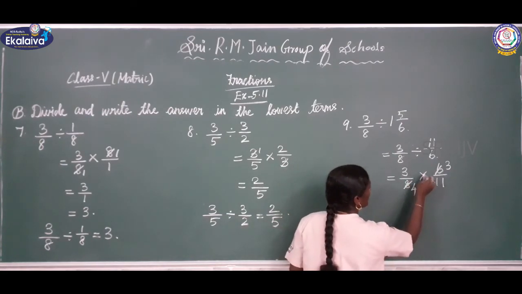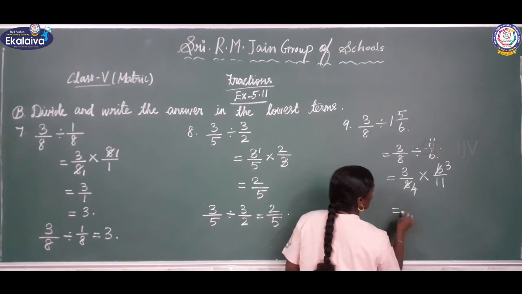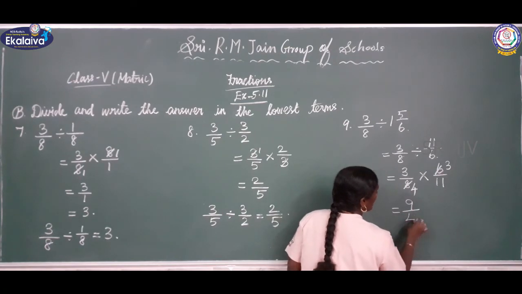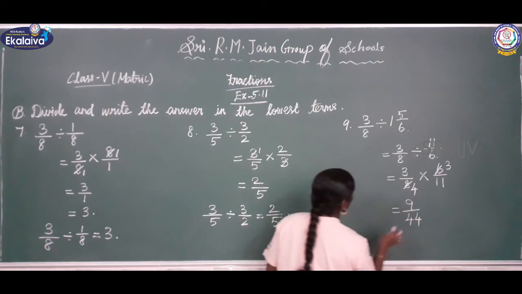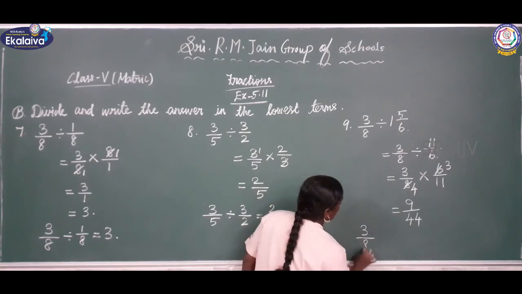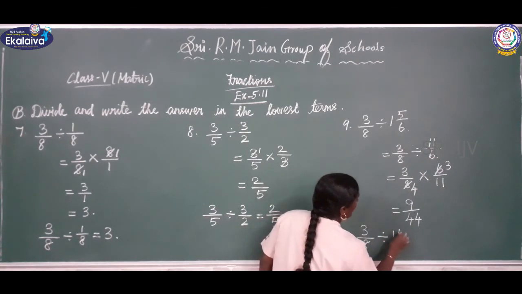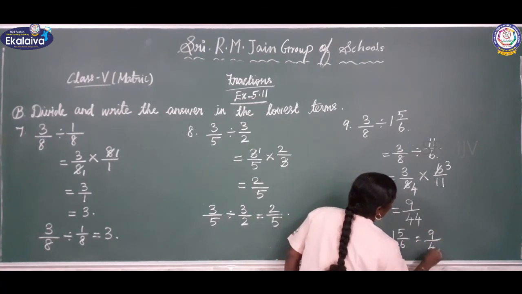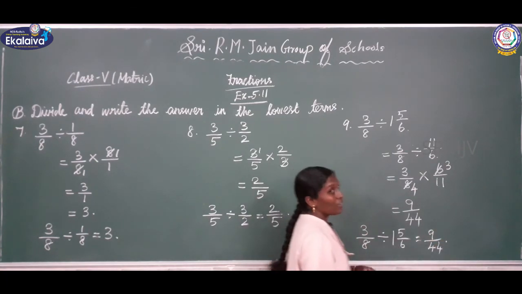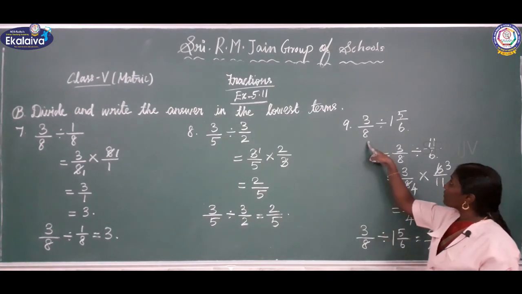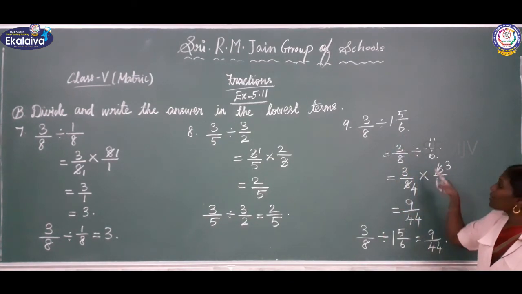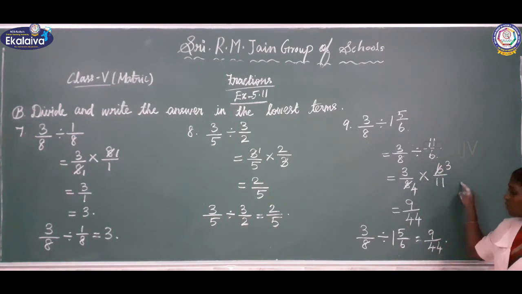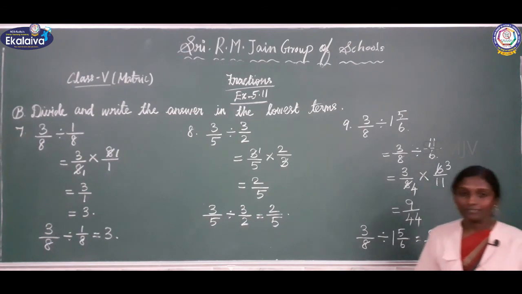So we have to multiply the numerator numbers 3 and 3 into 3, that is 9, by denominator numbers 4 into 11, that is 44. 9 by 44 is the answer. 3 by 8 divided by 1, 5 by 6 is equal to 9 by 44. Okay. To divide the given fraction by another one, we are multiplying it by the reciprocal of the second term. Okay. Was it clear, children?